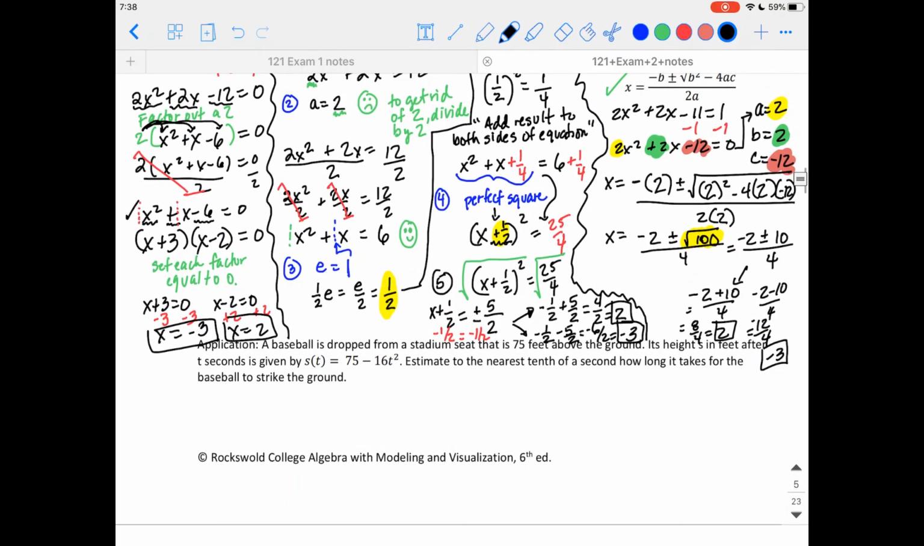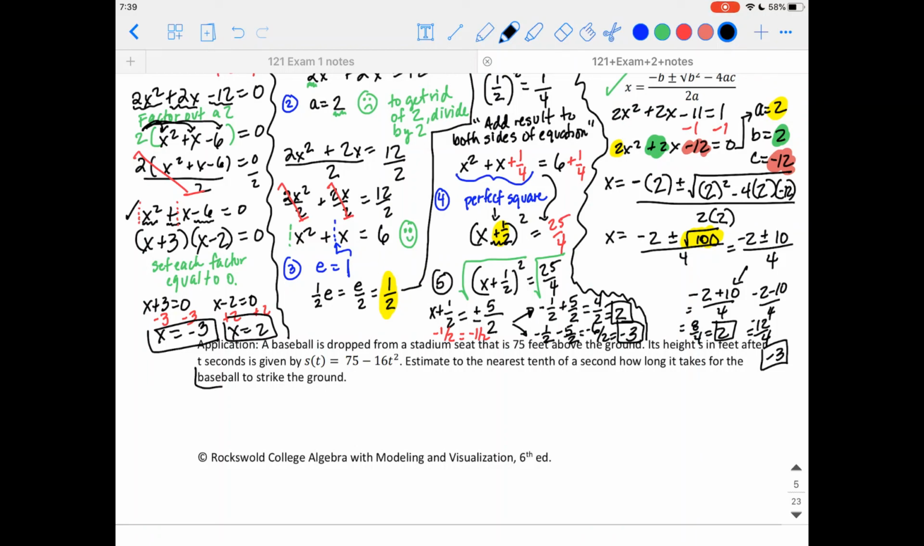Last little application here. A baseball is dropped from a stadium seat that is 75 feet above the ground. Its height, s, in feet after t seconds is given by s of t is equal to 75 minus 16t squared. Estimate to the nearest tenth of a second how long it takes for the baseball to strike the ground.